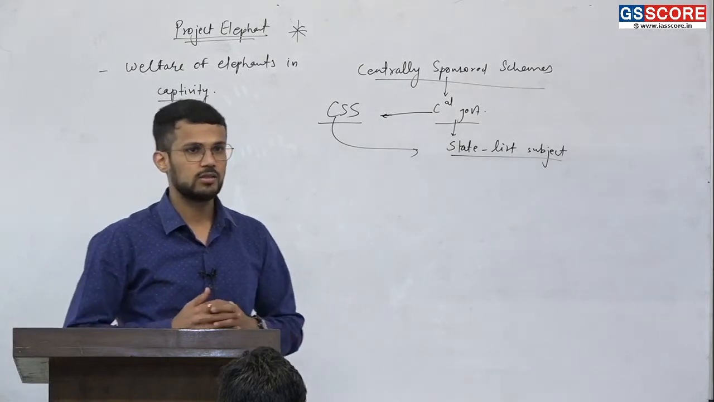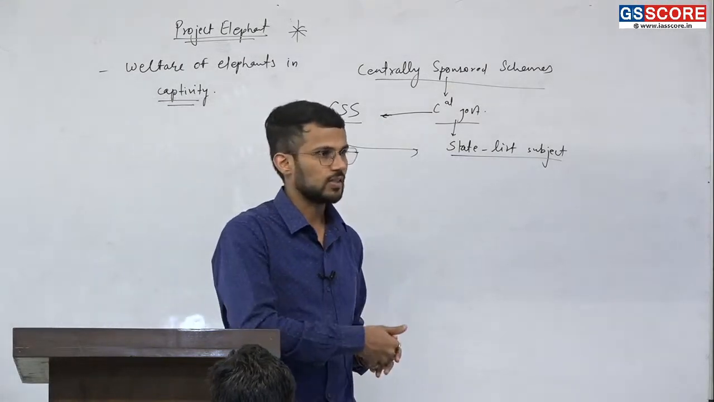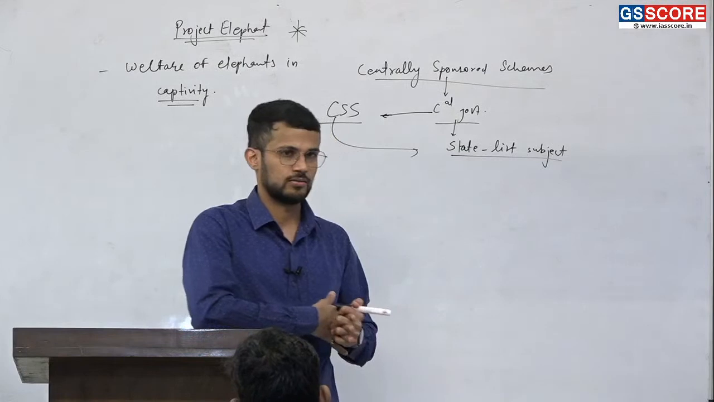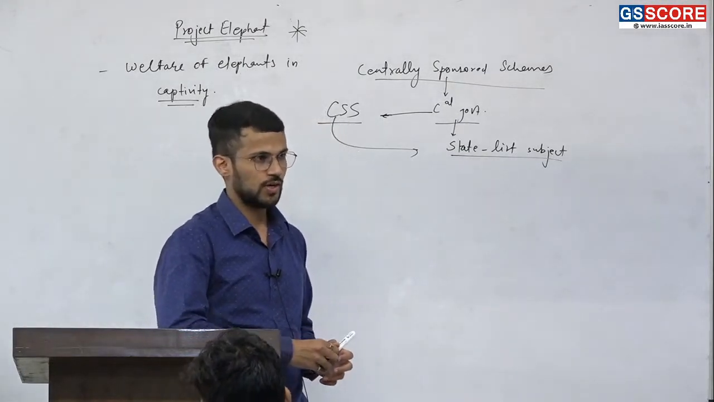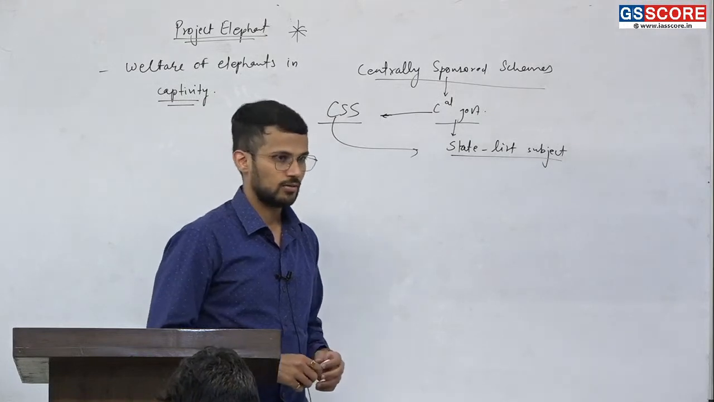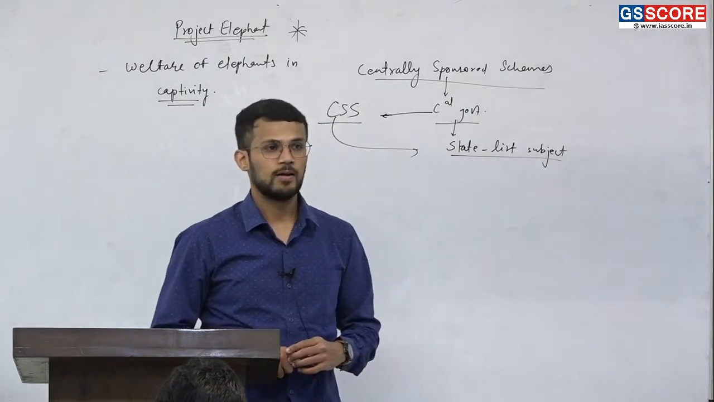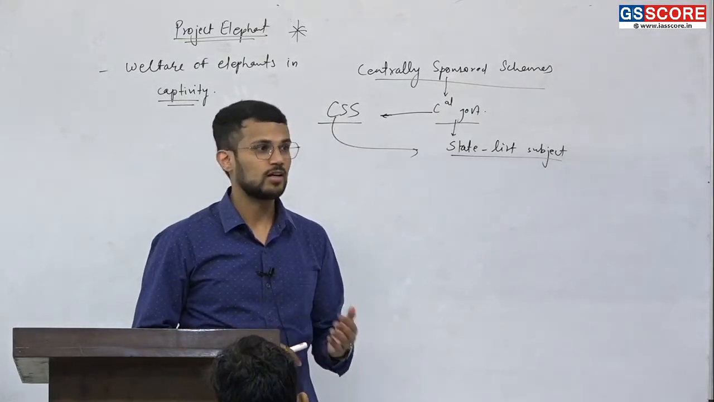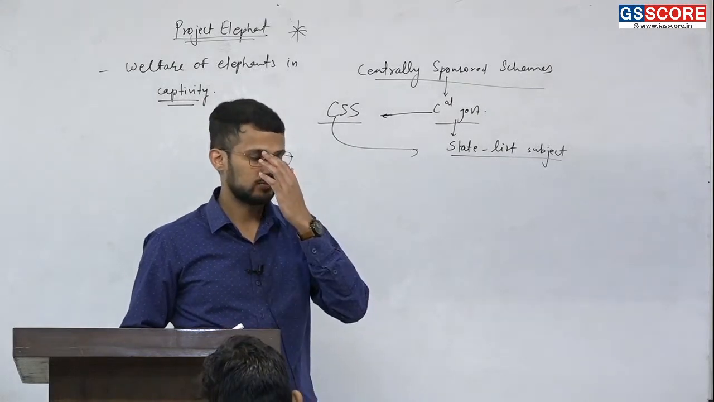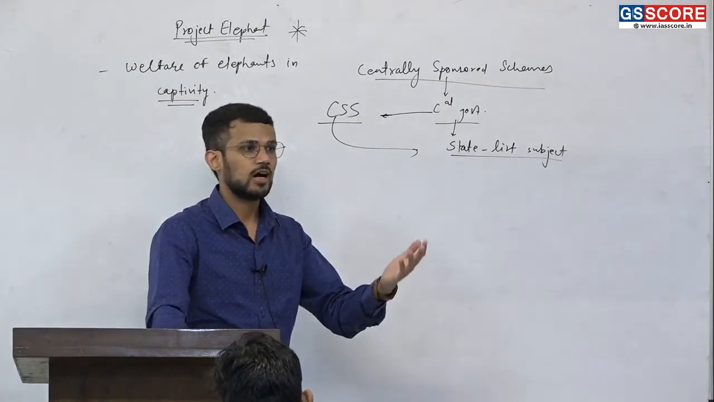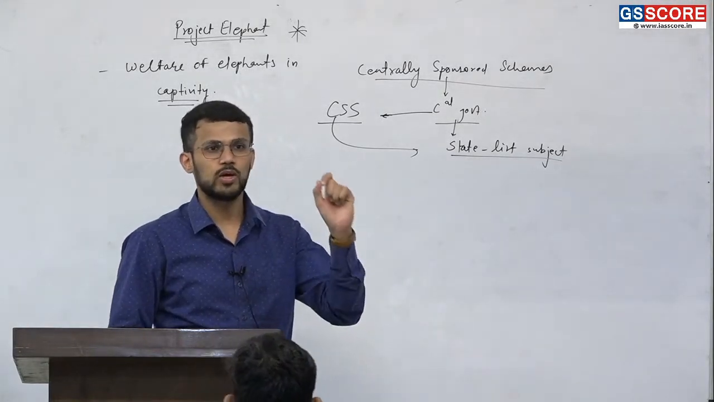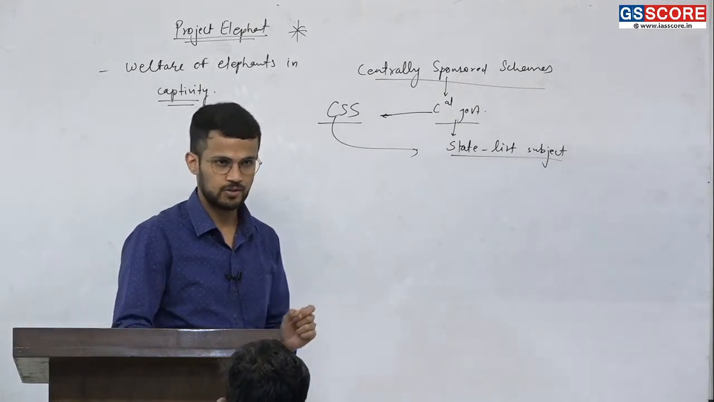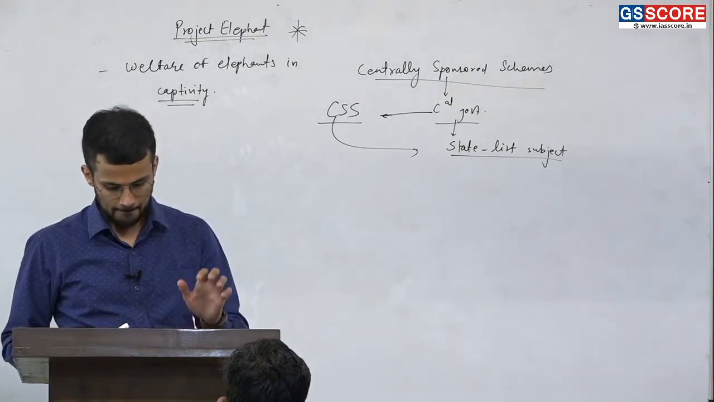Can you name a few other elephant reserves? Singhbhum Elephant Reserve, where? In the state of Jharkhand. Mayurbhanj, fine, where? Odisha. Anything else? Nilgiri, Wayanad, then Garo Hills, Karbi Anglong, right? So many are there, almost 32 elephant reserves are there in India, fine? Next.